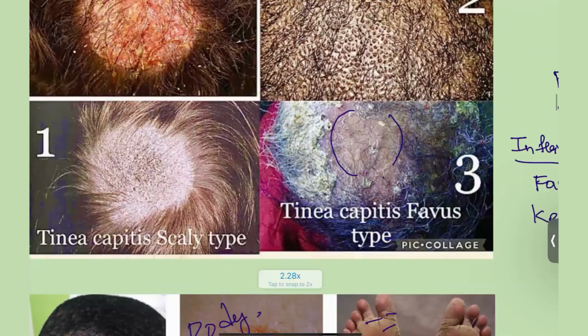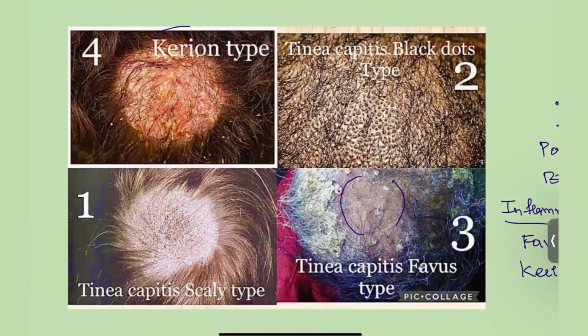So here again, you can see this is the kerion type, where an abscess will be present in this patient. This is the black dot type. This will be alopecia, patchy alopecia is seen here, with broken hair in between. And this is the scaly type. This is known as the gray patch. And this is the scutula, or favus.